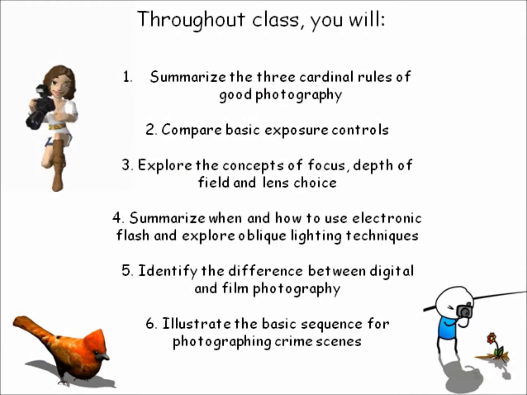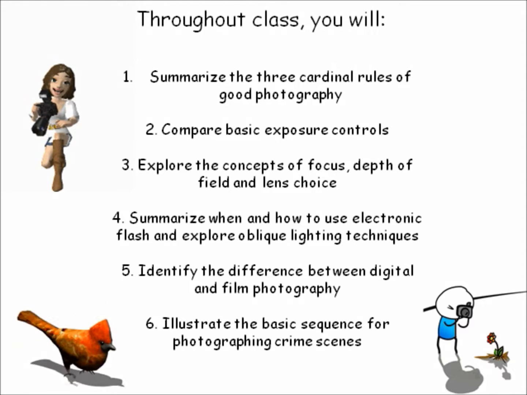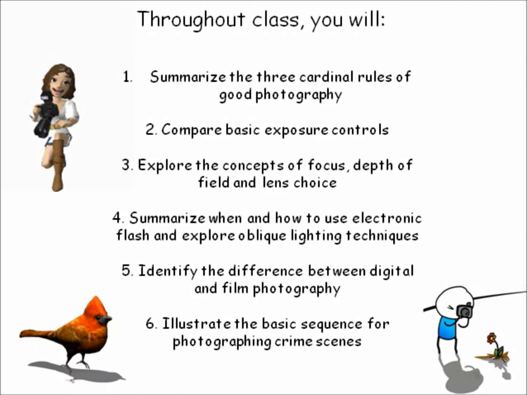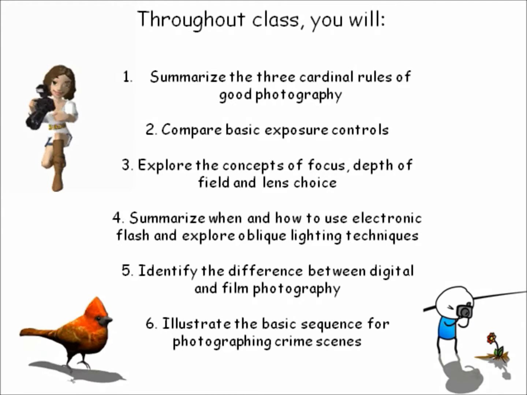So what are you going to do throughout class? Well, we're going to summarize the 3 cardinal rules of good crime scene photography, which are in your textbook. We're going to compare basic exposure controls, which might not make sense right now, but it will, I promise. We're going to explore different photo concepts: focus, depth of field, and lens choice. You're going to learn about your electronic flash and how to use it to explore the oblique lighting techniques that we're going to talk about.